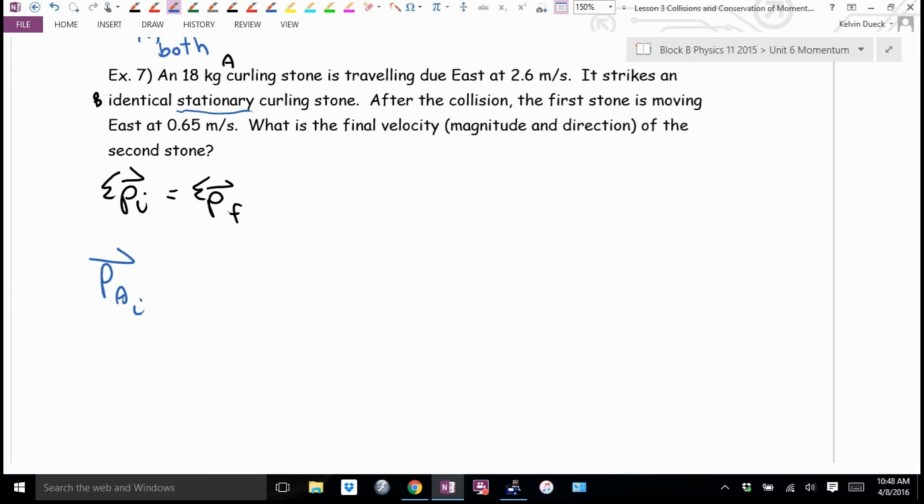Bam, they collide. Come on, you've got to be on the same wavelength. I paused. Okay. After the collision, what's moving, Kareem? Stone A, stone B, both or neither? The first stone. I disagree. What are they asking me to find? Of the second stone. So, after the collision, what's moving? The first stone, the second stone, both or neither? Stuck together or separate? They're curling rocks. I'm pretty sure they're separate.